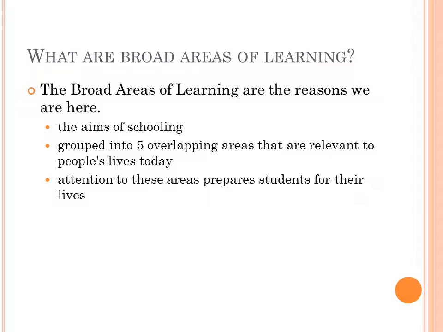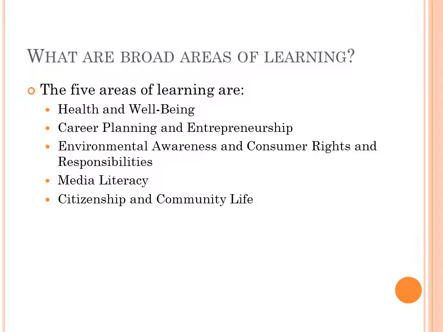The QEP groups them into 5 overlapping areas that are relevant to people's lives today, and they believe that paying attention to these areas prepares students for their lives. Now, the 5 broad areas of learning listed in the QEP are health and well-being, career planning and entrepreneurship, environmental awareness and consumer rights and responsibilities, media literacy, and citizenship and community life. And for each of these there's different aspects, and sometimes, for example, health and well-being may seem to be a lot of different things grouped together in one area.